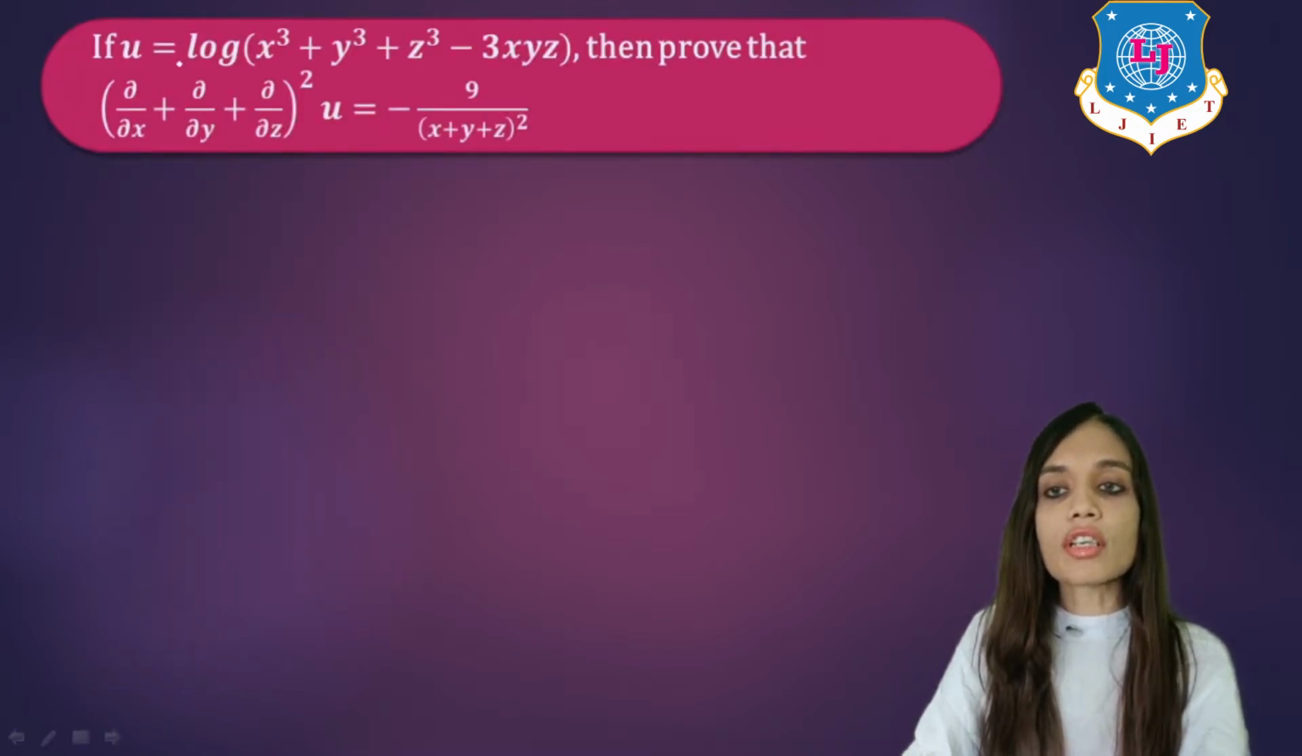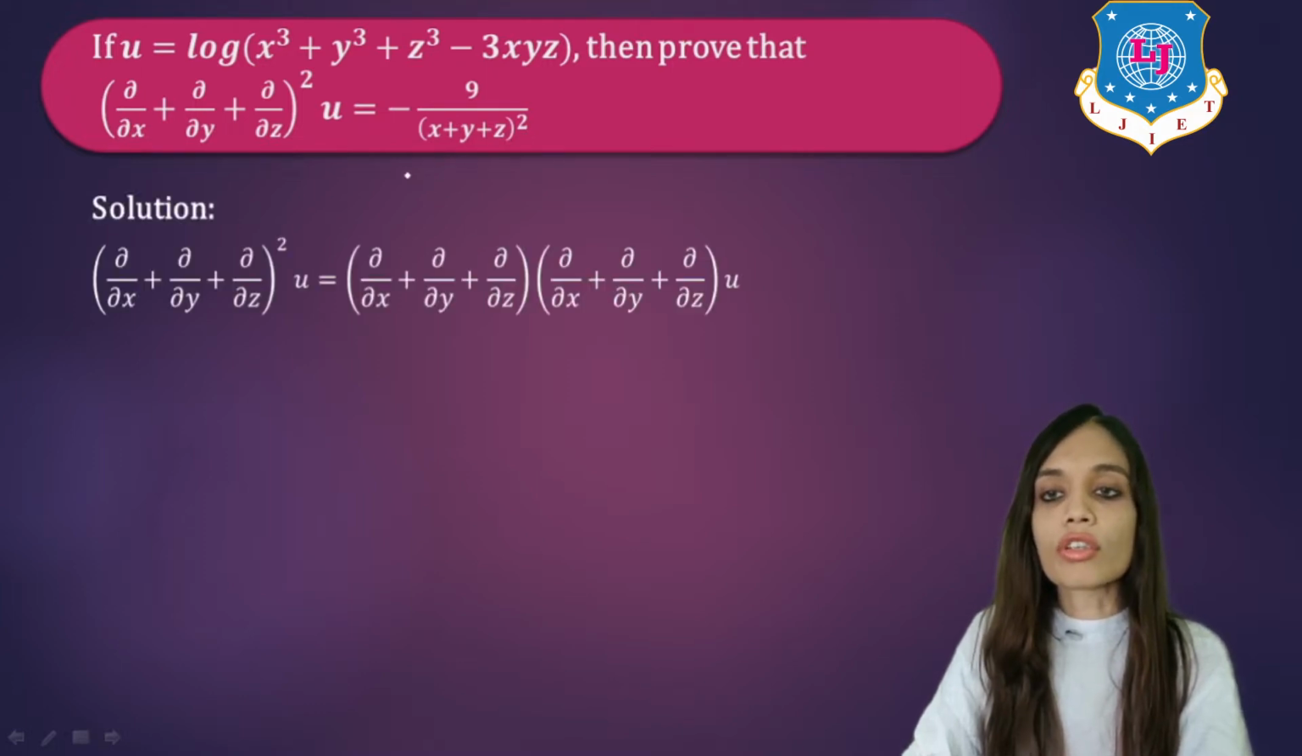If u is equal to log of x cube plus y cube plus z cube minus 3xyz, then prove that (del by del x plus del by del y plus del by del z) whole square into u is equal to minus 9 upon (x plus y plus z) whole square. So let us begin with its solution.